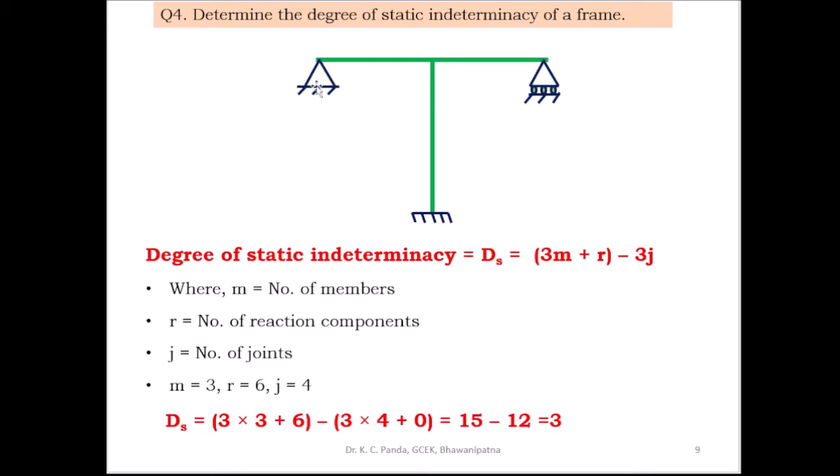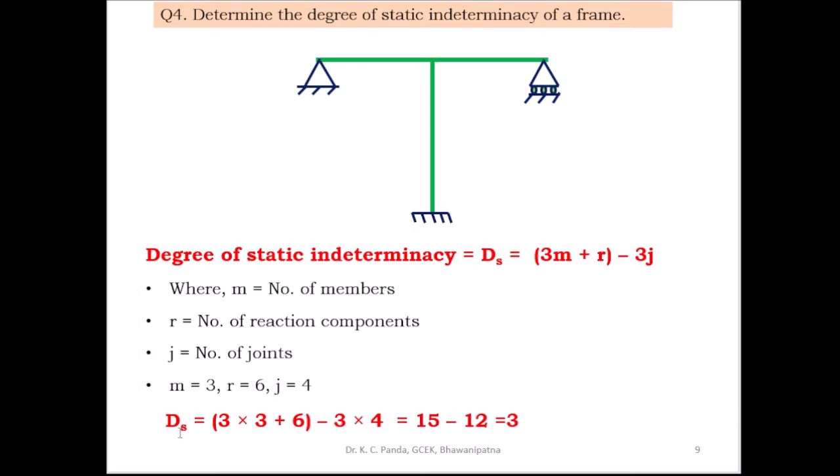So this is hinge support. So here there are 2 reaction components. This is fixed support. Here there are 3 reaction components, and this is roller support. Here there is 1 reaction component. So the total number of reaction components are equal to 2 plus 3 plus 1, so is equal to 6. Total number of reaction components are equal to 6.